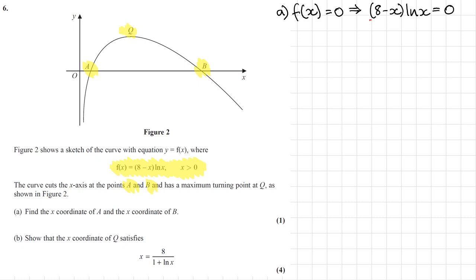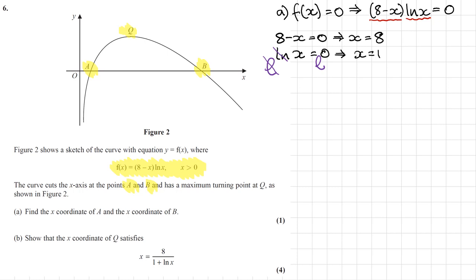So from this, either 8 minus x is 0 or log x is 0. So let's start with the 8 minus x equal to 0. That's nice and easy. That means that x is 8. And then we'll go with the log x is equal to 0. Now you should know that log of 1 is equal to 0. If you didn't know that, what you would do is e to both sides. Then the e and the log will cancel out, giving you x is equal to e to the power 0, which is 1. But it's useful to know that log 1 is 0, so x is 1.